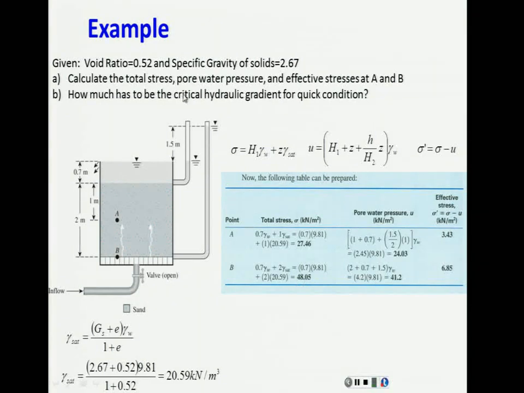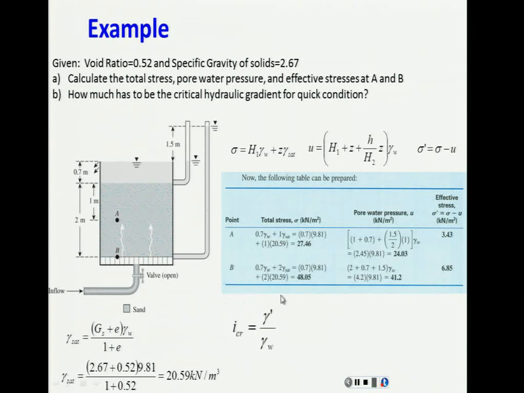How much has to be the critical hydraulic gradient for quick condition? That's the other question. We have a formula for that. Critical hydraulic gradient has to be gamma submerged divided by gamma of the water. Gamma submerged is saturated minus water, divided by gamma of the water. The critical hydraulic gradient has to be at least 1.1 in order for that to happen.